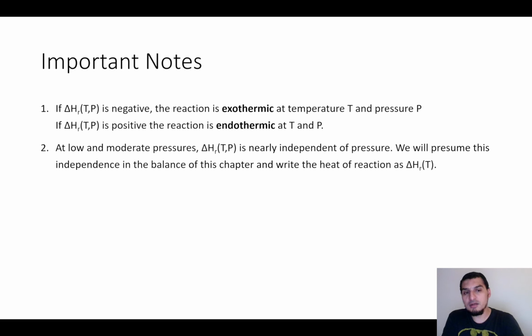But if there is a big change in pressure, or the reaction is taking place at very high pressures, then the heat of reaction must be calculated taking pressure into consideration.